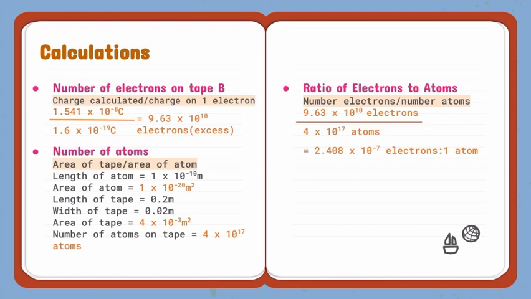Then, I calculated the number of atoms on the tape. I calculated the area of the tape and the area of the atom and divided these values to find the approximate number of atoms on the tape. To find the ratio of electrons to atoms, I divided the number of excess electrons by the total number of atoms on the tape.